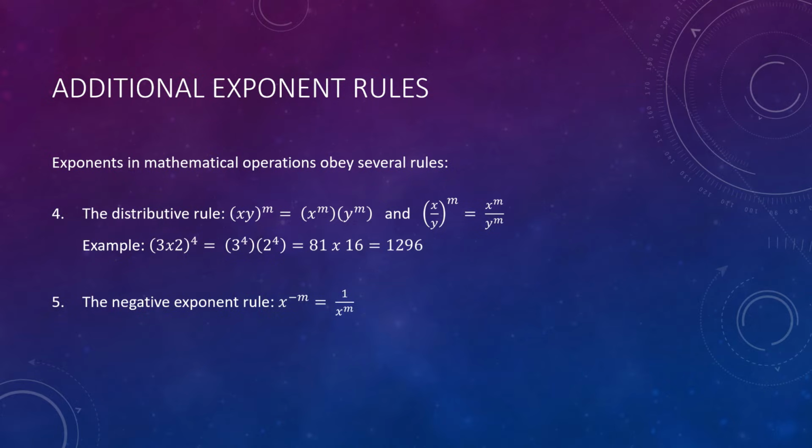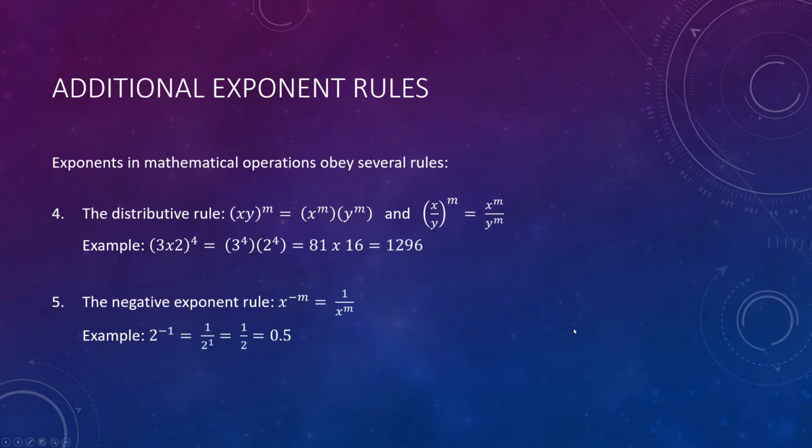Our 5th rule is the negative exponent rule. This is more so just a statement than it is really a mathematical operation. But exponents can also be negative. Anytime you have a negative exponent, that is indicating that your base number is in the denominator of a fraction. So this is the same as saying 1 over x to the m. This one tends to stump students every once in a while when it comes up in the middle of math problems, so be careful with this one.